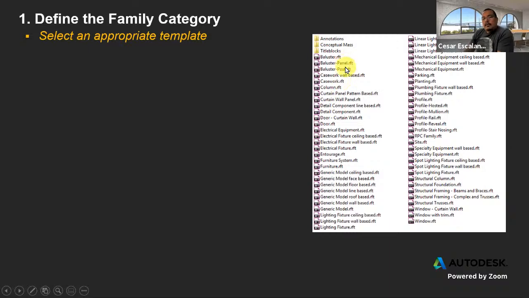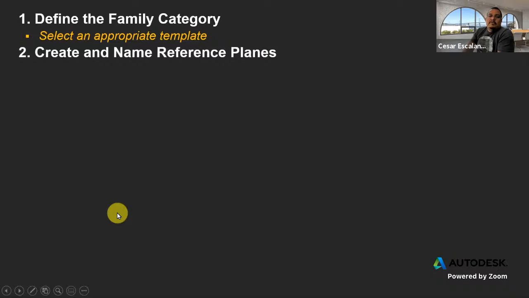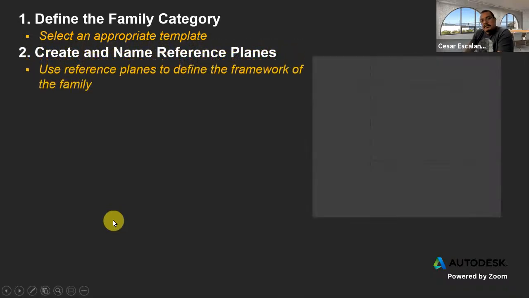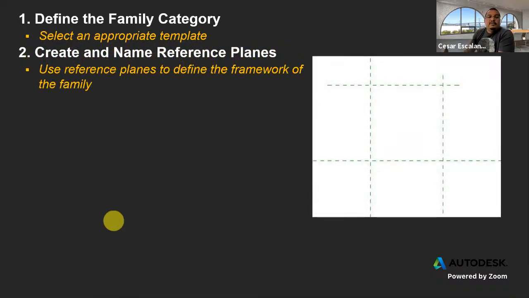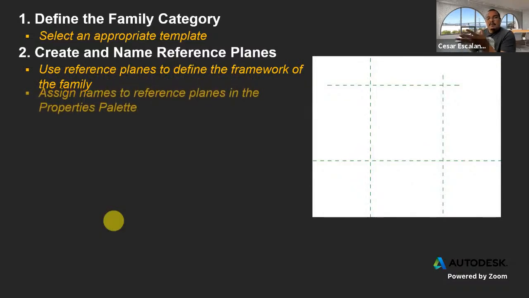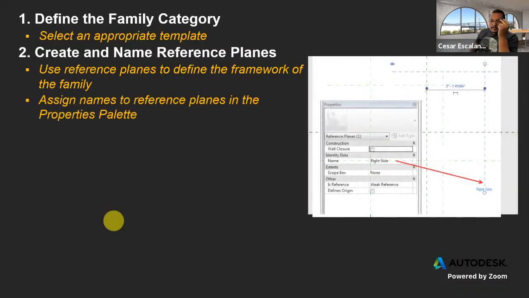And the template loads the family with appropriate category-specific parameters. Then we create reference planes. The reference planes are the framework of the family. It's like the skeleton of the family. It's the geometrical part of the family that allows it to assign actions or movement.